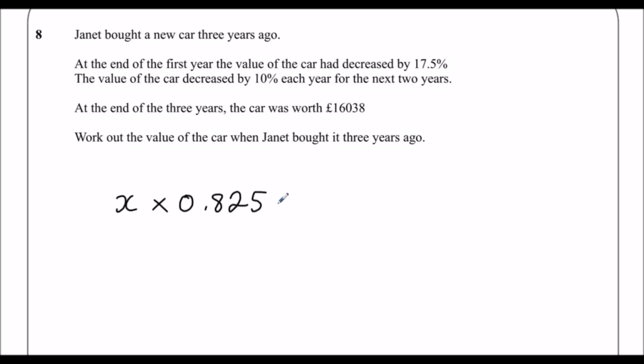It then goes down by 10%. So that's 100% take away 10% is 90%. So to take away 10%, we can times by 0.9. And we're doing that for 2 years. So do that twice. And then it should be equal to £16,038. So we had a number, we took off 17.5%, then we took off 10% twice, and we get £16,038.